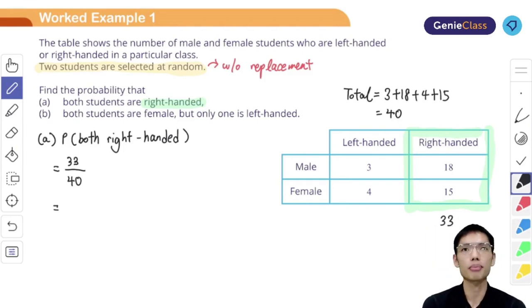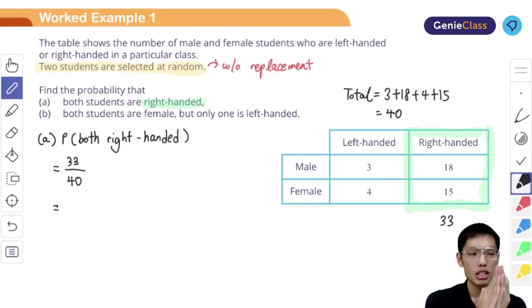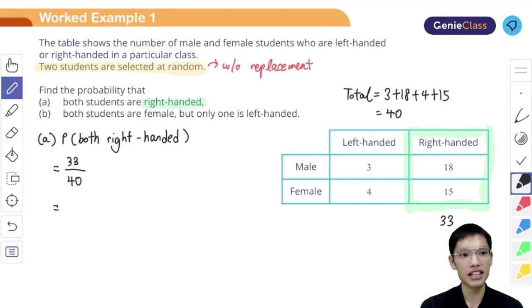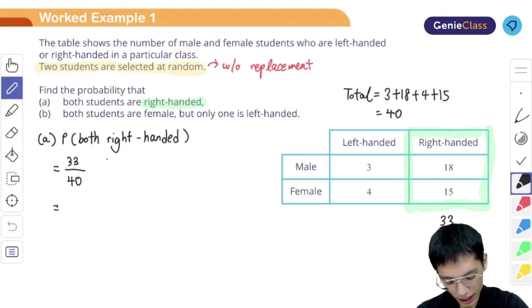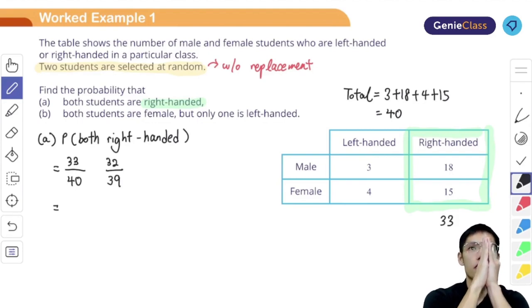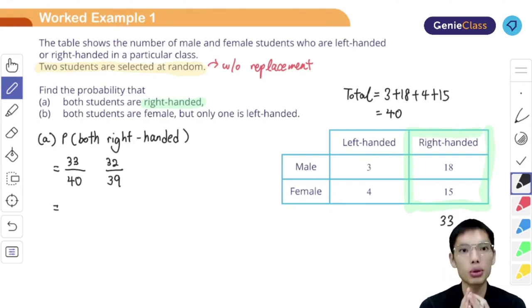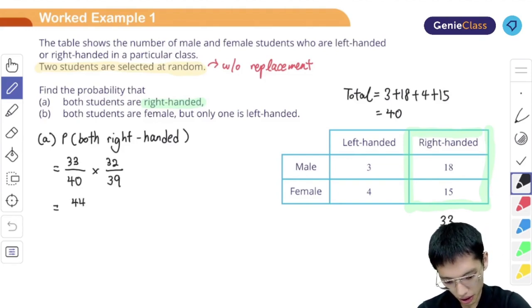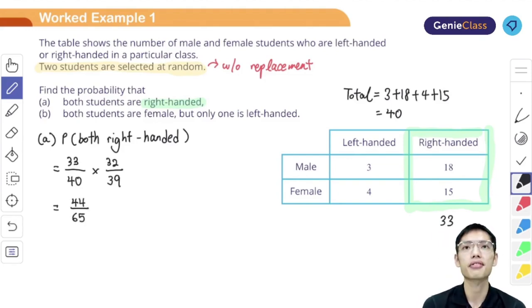Pick another right hand student because both right hand. That means first pick and second pick. Okay, you realize I emphasize on the and. First pick and second pick. Very good. So, but next question, do I add or do I multiply? Very good, Chen Chen. So take note because both left hand means first one is left hand, second one also left hand. So we need to multiply. Henceforth, answer 44 over 65.